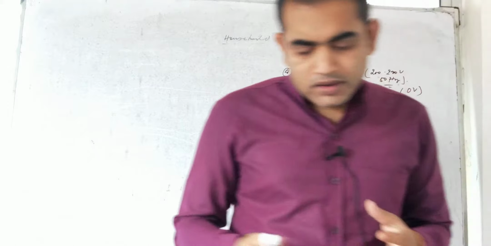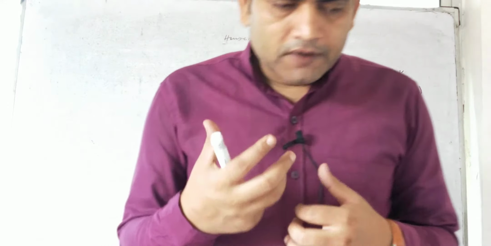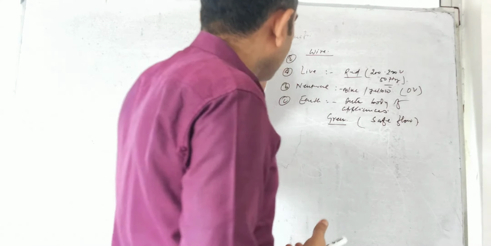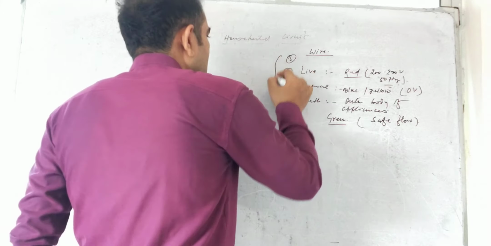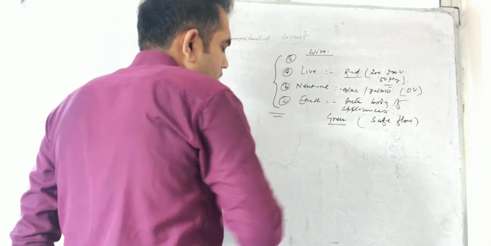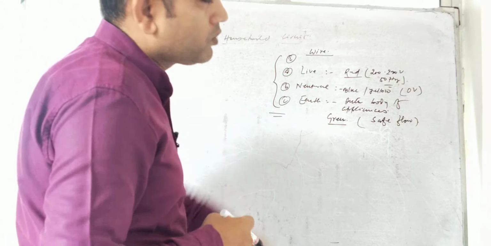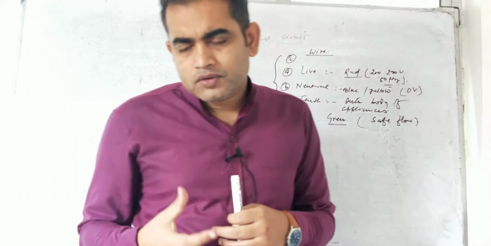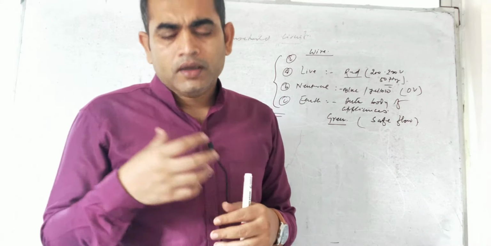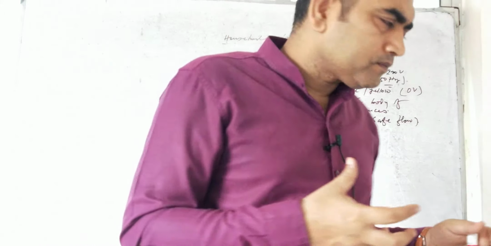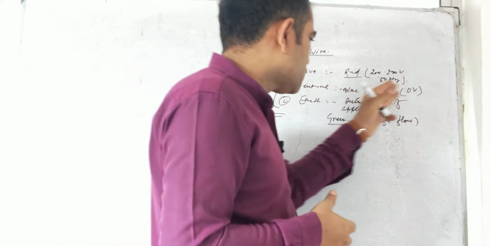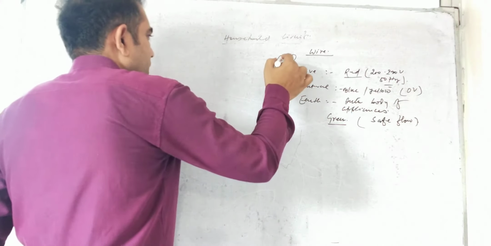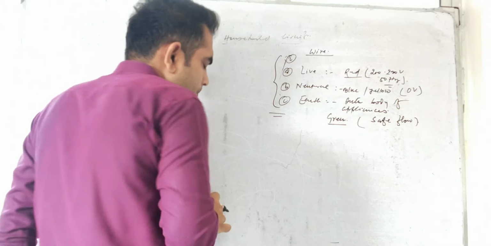If the appliance is faulty, if there is any leakage of current or any faultiness, the current will flow through the live wire and go to the earth and remain safe. So it ensures the safe passage of the current through appliances. So we have 3 wires in order to make a circuit: the live, neutral and the earth wire.